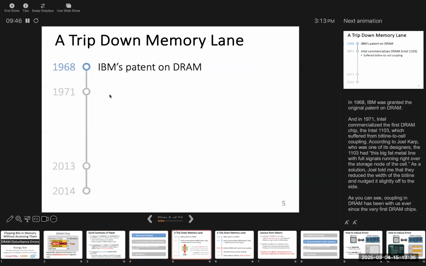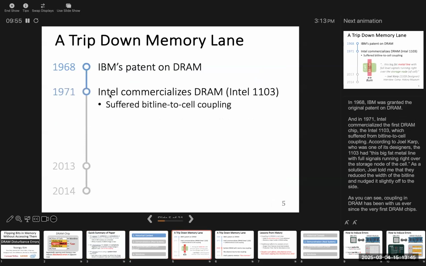Okay, so in 1968, IBM got the patent on DRAMs, and then Intel manufactured the first commercialized DRAM chip in 1971. And they experienced some malfunctioning in that particular chip. Remember, now we can place many more transistors on a single chip, but back in 1971 there were relatively far fewer transistors. Why? Because the size of the transistor was bigger.